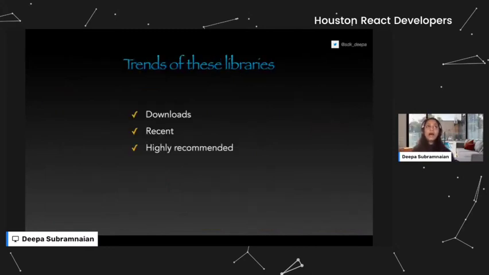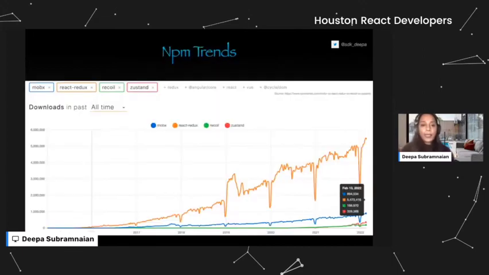So now let's see how these libraries trend currently in the market based on the number of downloads, based on recent usage, and what OpenBase recommends as well. OpenBase is a website where they list these libraries based on high ratings. So according to NPM trends, as you can see, Redux is clearly on the lead, and there's about 5 million downloads. And the rest of them, MobX is about 800,000, and then Recoil is catching up. We have only 200,000 around that.